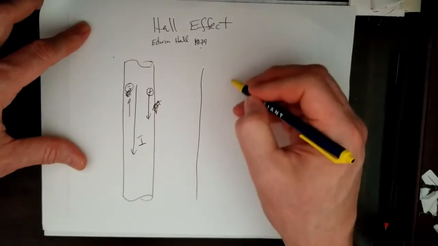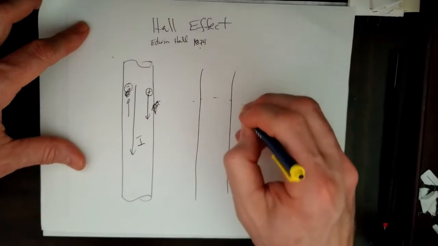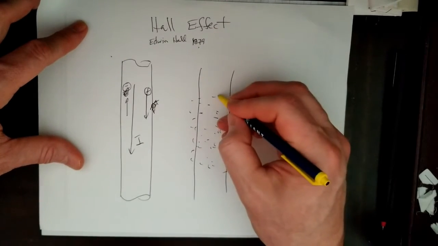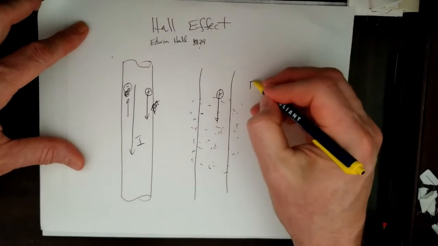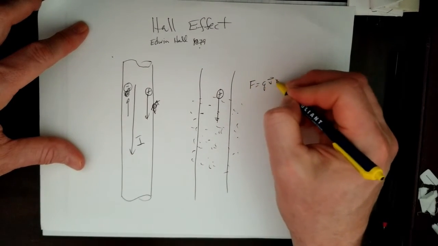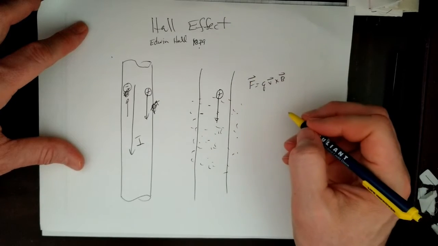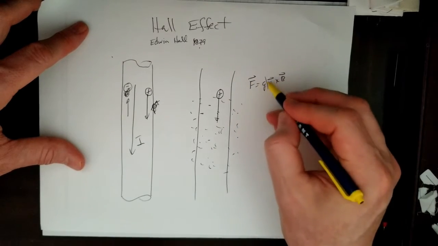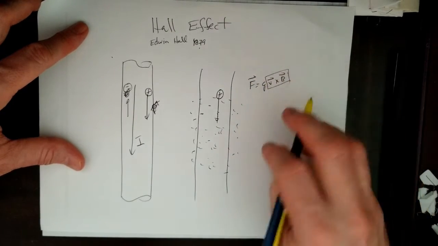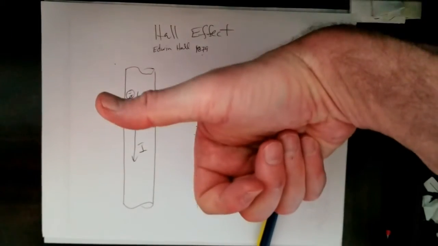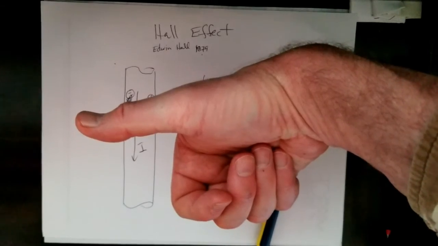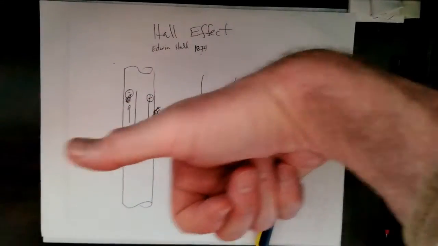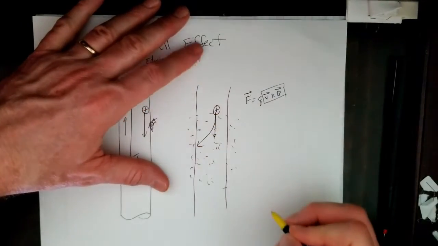So I have my wire here, and I expose it to a magnetic field. If I have a positive charge flowing down like that, I know that the force on it is QV cross B. Q is positive, so the direction really depends upon V cross B. So the force is to the left. If it's positive charge, it'll go over to this side.